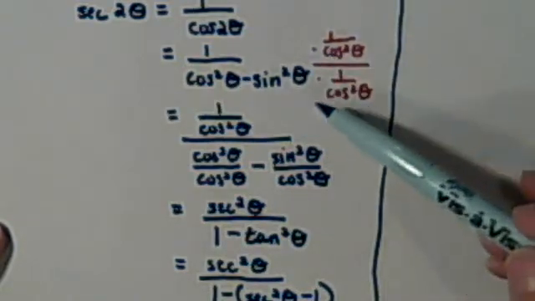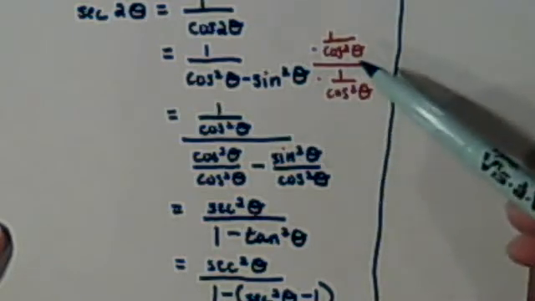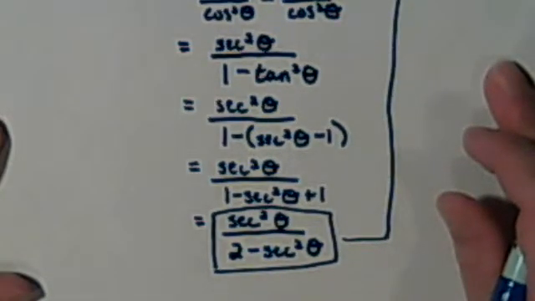So this is a different look because you've never really thought of trying to enter a fraction into an existing fraction. So we created a complex fraction, but it does allow us to end up proving this identity.